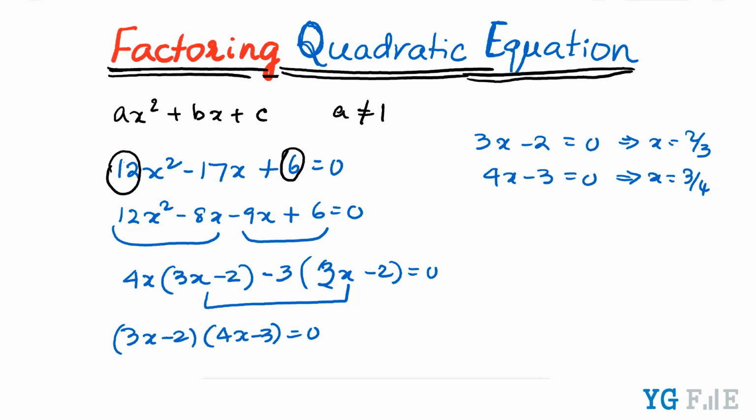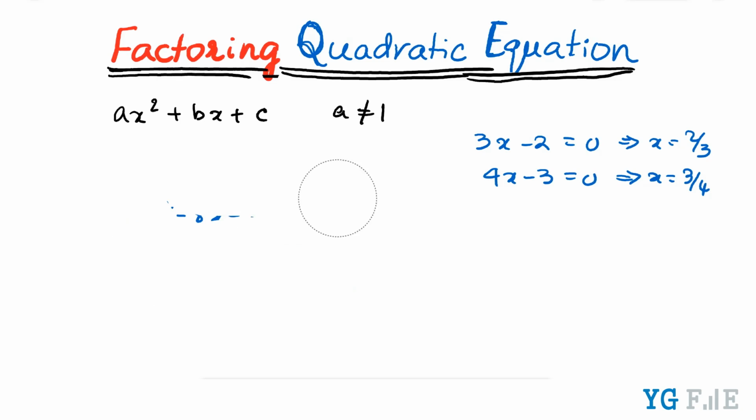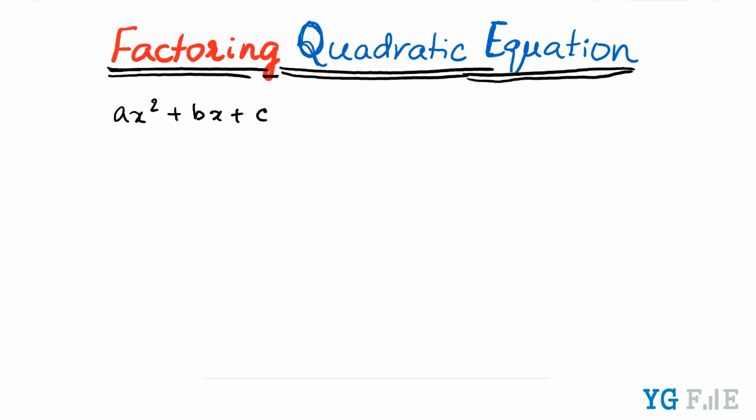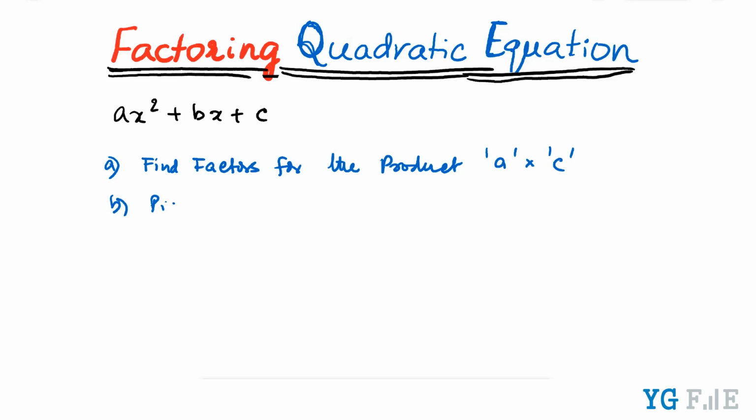Generic quadratic equations where a is not equal to 1 typically yield these kinds of rational roots, and therefore the factoring is slightly more complicated, but the technique is still the same. Factoring a generic quadratic or a monic quadratic follows the same rules. Find factors for the product of a times c. Pick the factors whose sum equals b. That is the rule, and then you can split them.